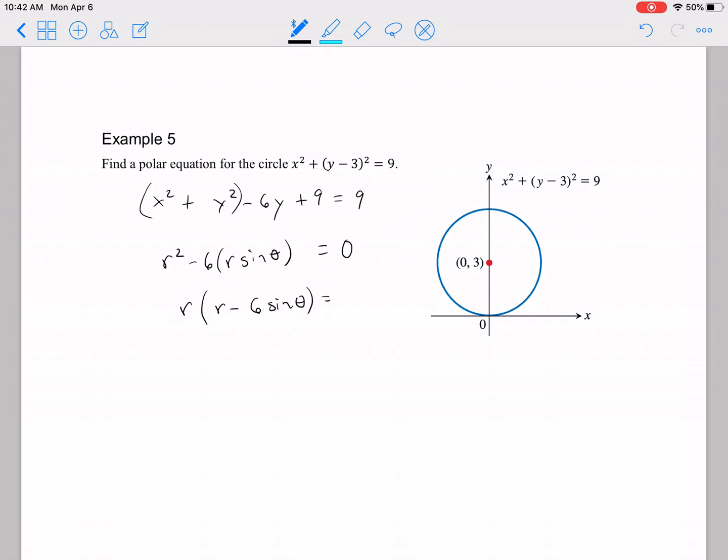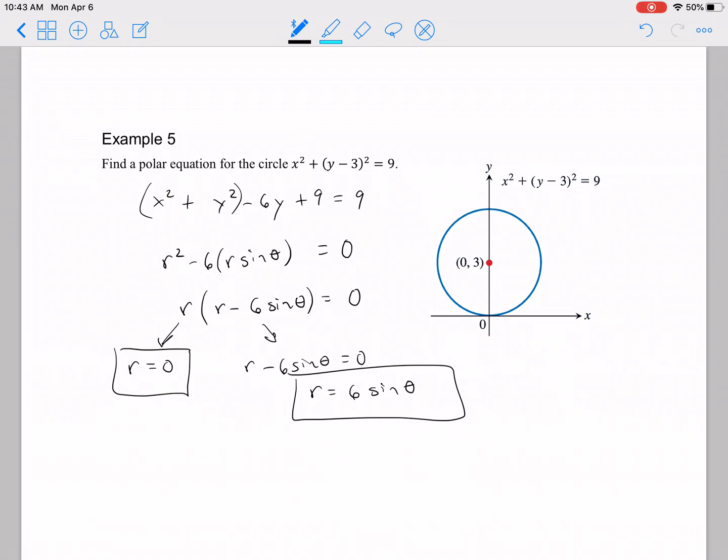Remember, we want r as a function of theta, so we need to isolate r. And then we've got equals 0, and we start figuring stuff out. r equals 0 is going to be an answer for us from that right there. And then we have this other part to get 0, where r minus 6 sine theta equals 0, which means r equals 6 sine theta. All right, and so there we go. That's what we're going to have, and you can see right there that this is essentially our function, r equals 6 sine theta. And there's a picture of it for you.